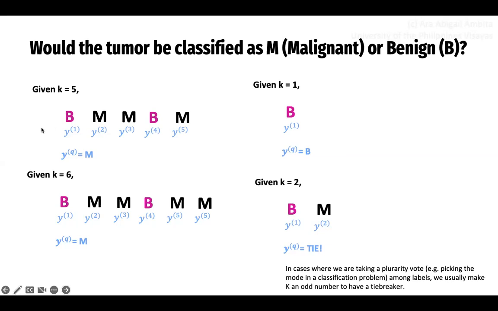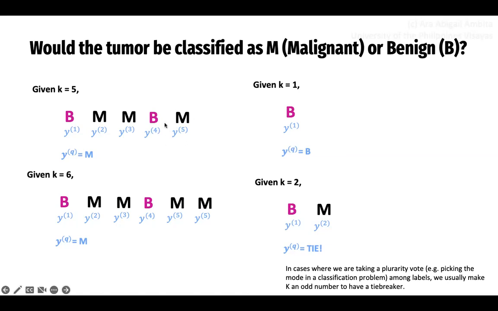But if K is equal to 6, then the majority is also malignant, so we choose M as well. Suppose K is equal to 1, or we only have one neighbor. Since the closest neighbor's label is benign, our prediction is also benign.